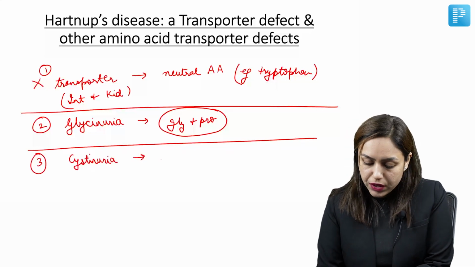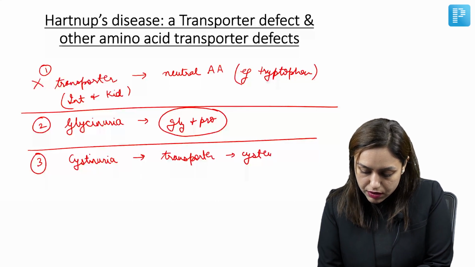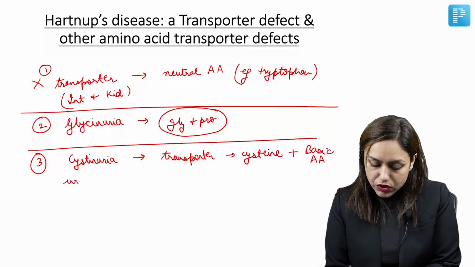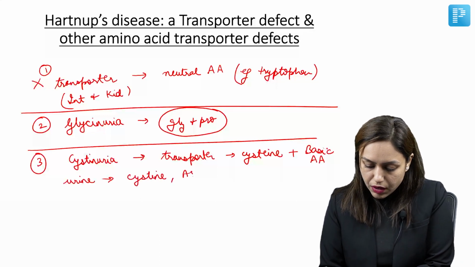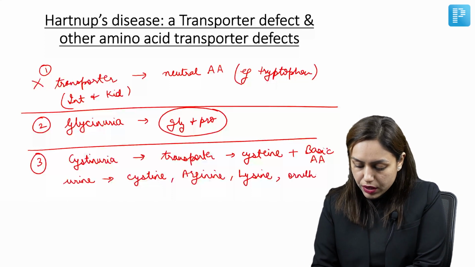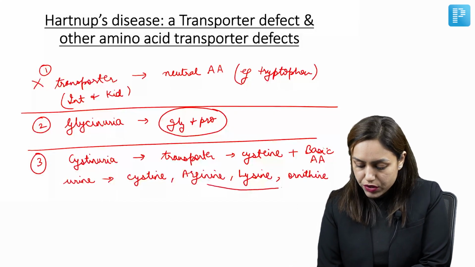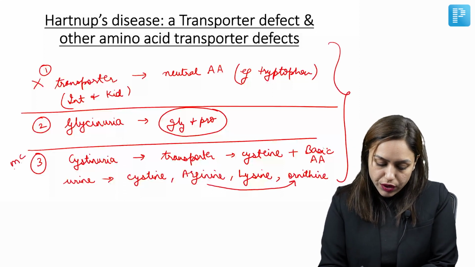In cystinuria, the transporter which is defective is for cysteine, the sulfur containing amino acid, and basic amino acids. So the amino acids which are coming in urine are cysteine, arginine, lysine, because arginine and lysine are basic amino acids, and also ornithine. This ornithine is coming from arginine because arginine is the source of ornithine. Out of all the transporter defects, cystinuria is most common.